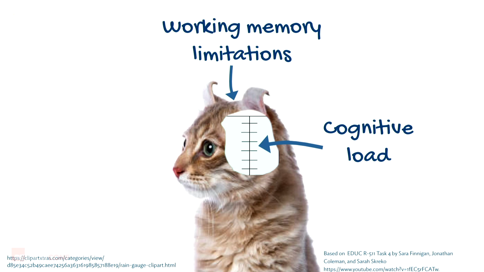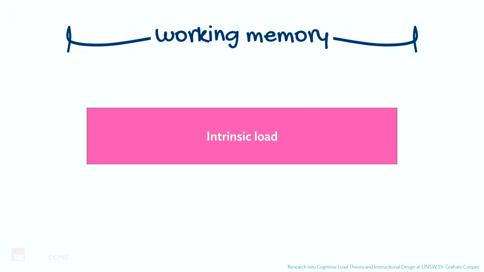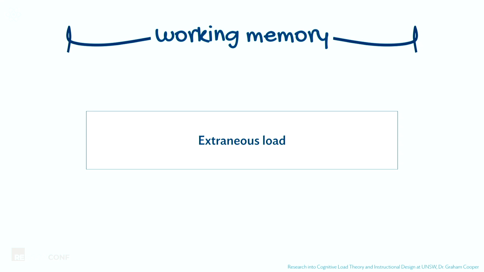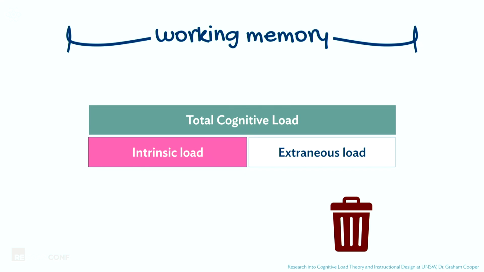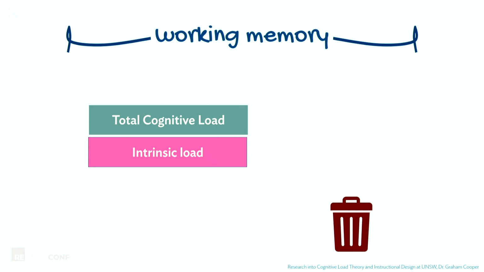So this is where the cognitive load part of cognitive load theory comes in. There's a couple of different types of cognitive load, intrinsic and extraneous. An intrinsic load is how complex or difficult the information is and how many moving parts it has. Extraneous load is caused by how you consume the information. Extraneous load doesn't contribute to learning, but just takes up precious space in working memory. So the aim is to try and maximize learning by understanding what causes extraneous load and getting rid of it.